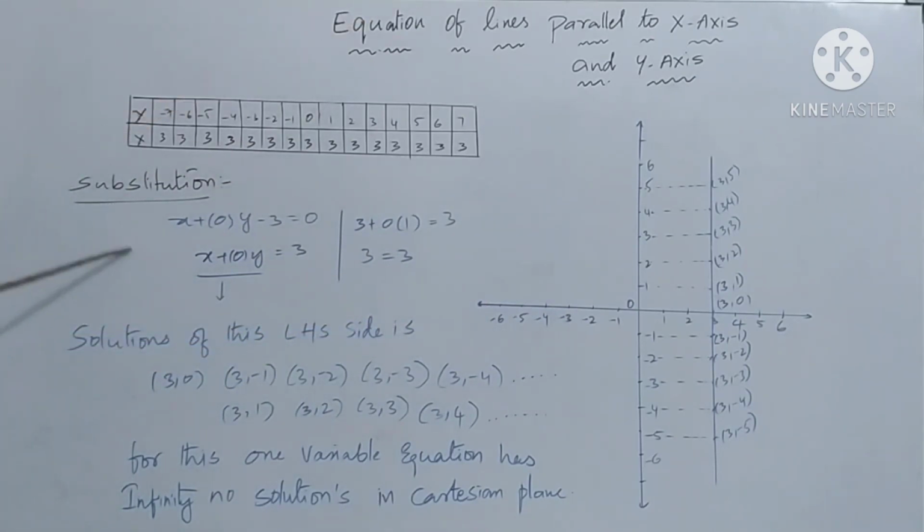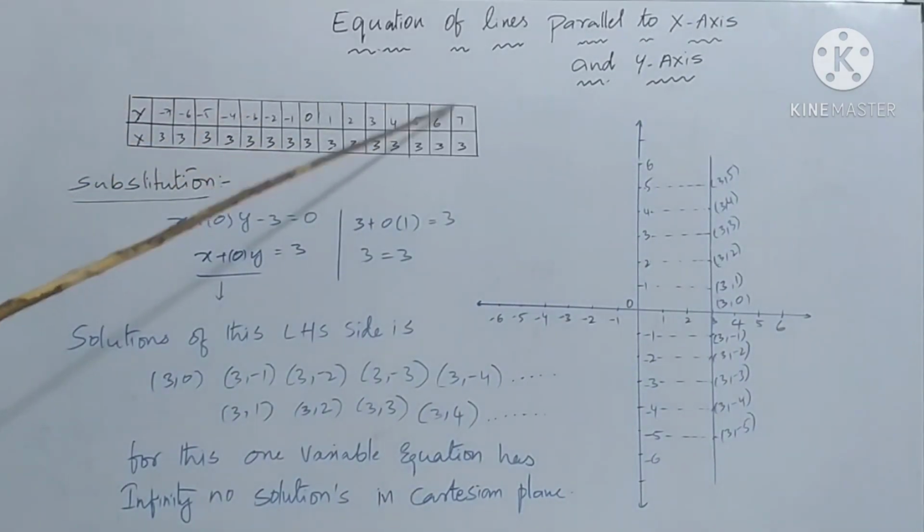In the Cartesian plane, our equation is x plus 0 into y minus 3 equals 0. 0 into y is nothing but 0. This is the x equals 3 equation. Transposing 3, x plus 0 into y equals 3. Take LHS. For any value of y, x is always 3. Any value of y multiplied with 0 will be 0. Here 3 equals 3. LHS equals RHS. For any value of y, x is always 3.